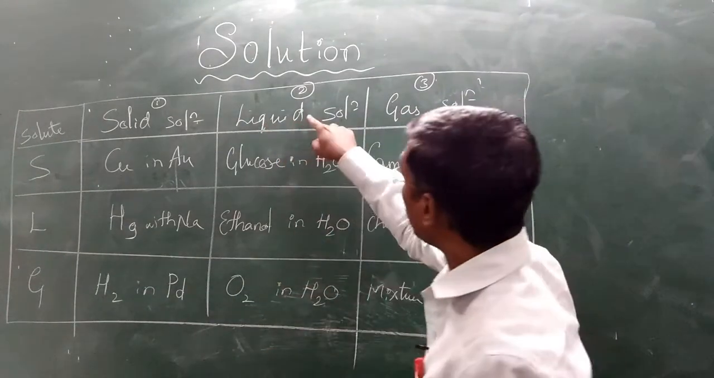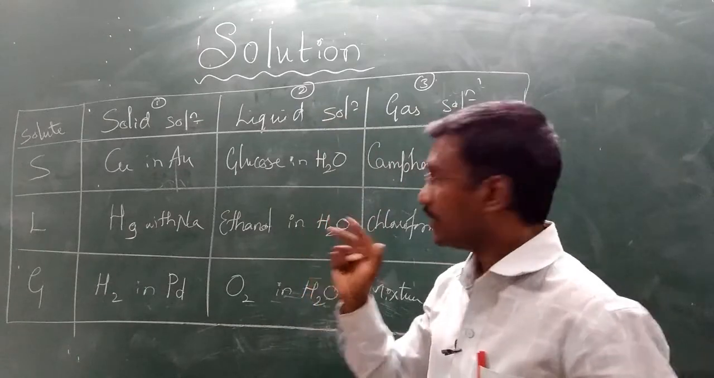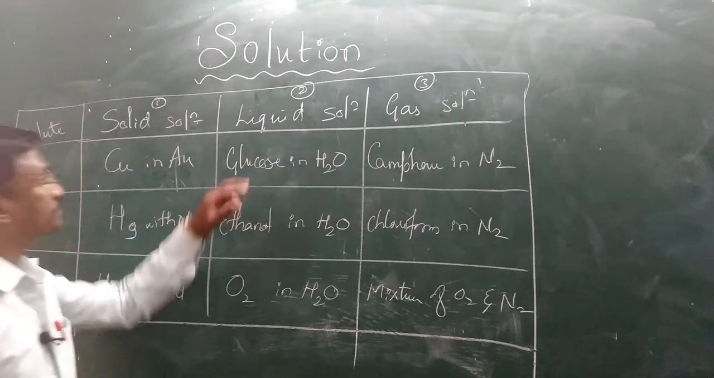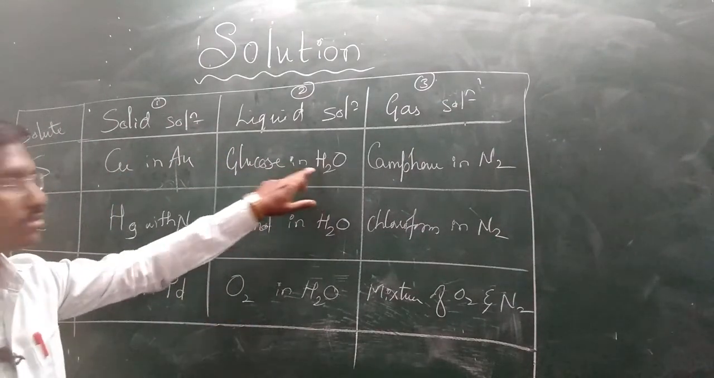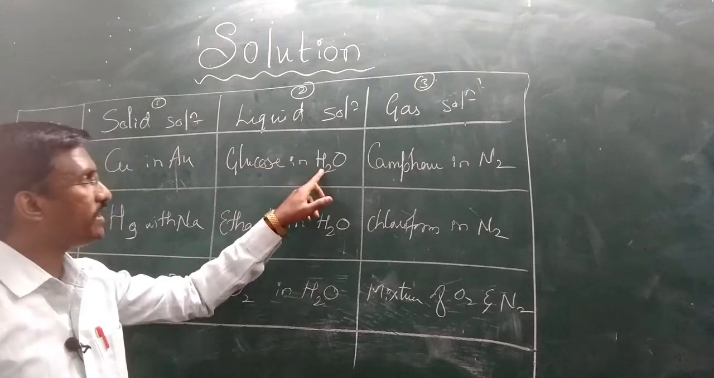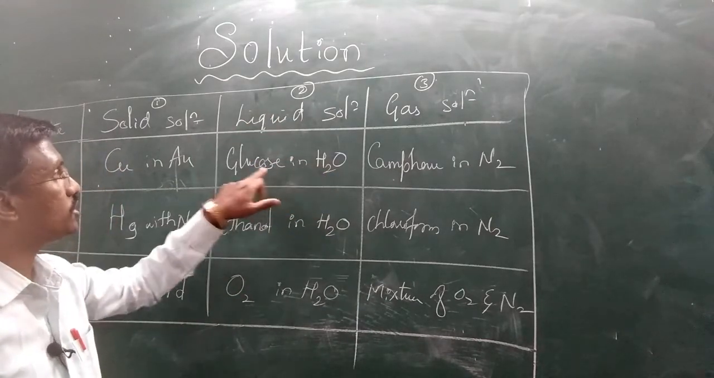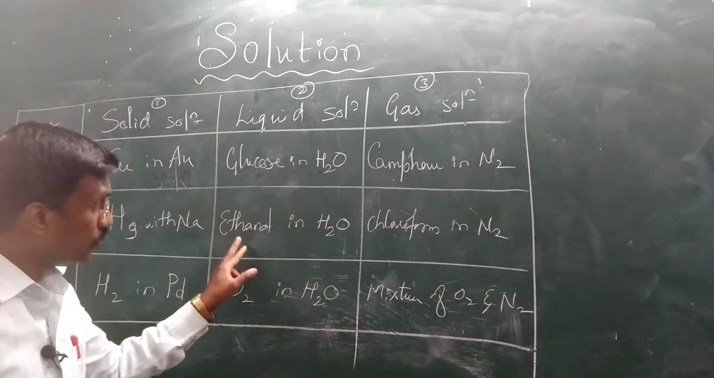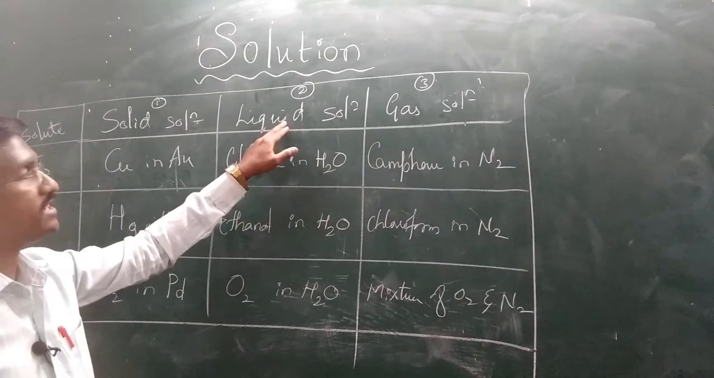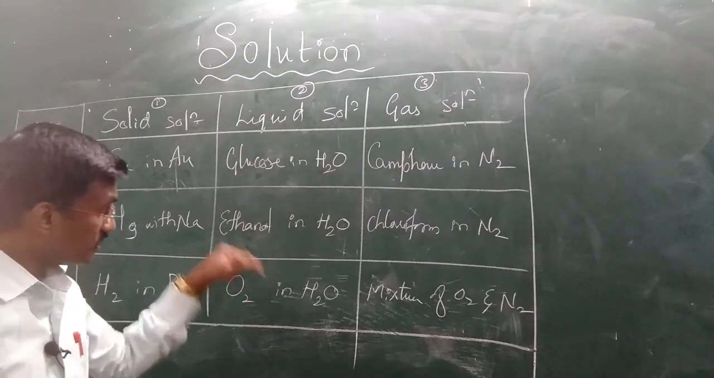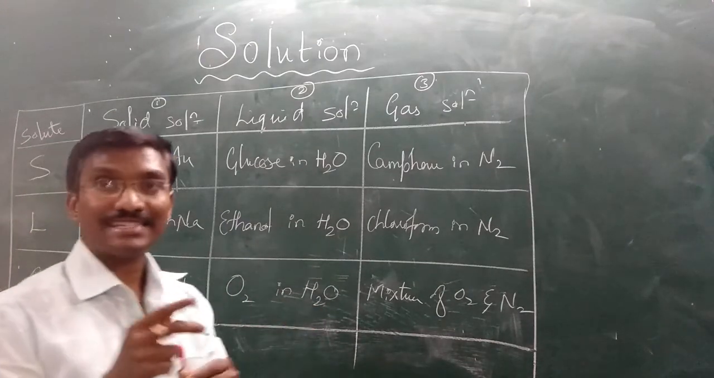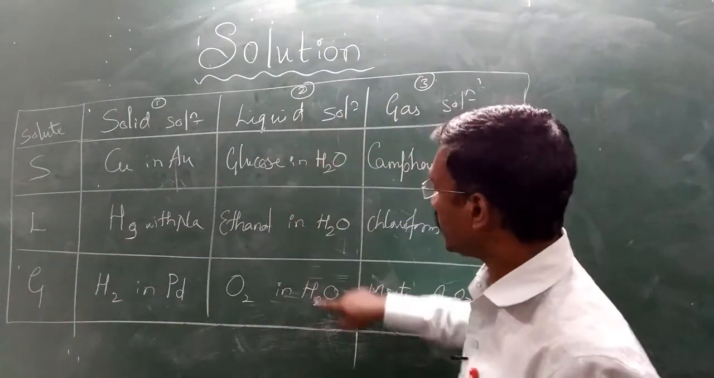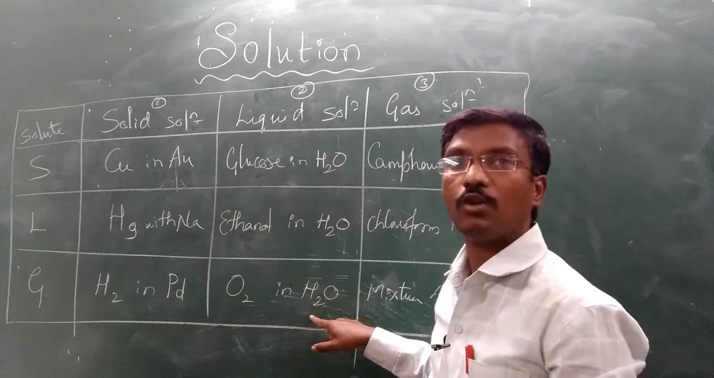In the liquid solution, the solvent is always liquid only, but the solute varies. It may be solid, liquid or gas. Based on that, you should remember: glucose dissolved in water. Glucose is a solid, water is a liquid. Therefore, in this liquid solution, a solid is dissolved. Similarly, ethanol dissolved in water. Ethanol is a liquid, so a liquid is dissolved in a liquid. That is a liquid solution. Oxygen is dissolved in water. Oxygen is a gaseous compound, a gaseous solute dissolved in a liquid solvent. This is the example: oxygen dissolved in water.